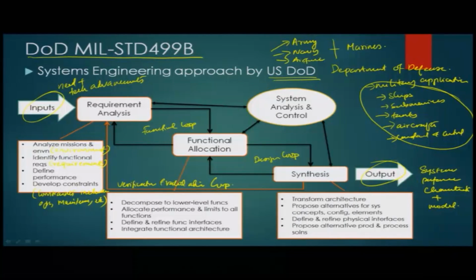The functional allocation, on the other hand, is where the iterative plus recursive aspect happens, where you decompose into lower level functions, and you keep going down. Then you allocate performance and limits to all functions and establish the capabilities. You define and refine functional interfaces, how different functions will interface with each other, and finally, the functional architecture is also done as part of it.